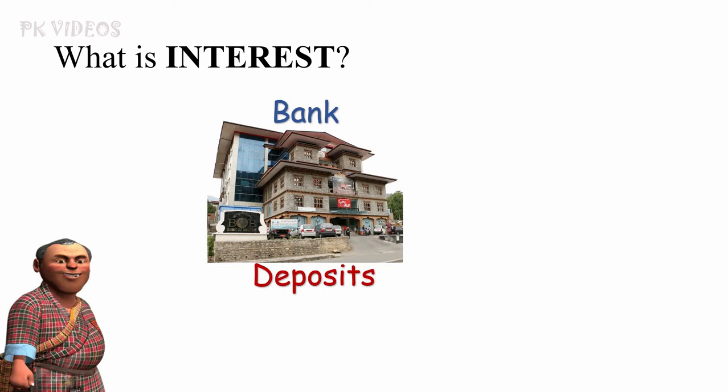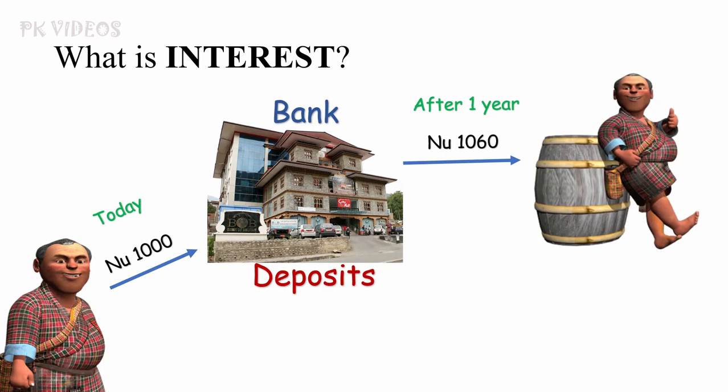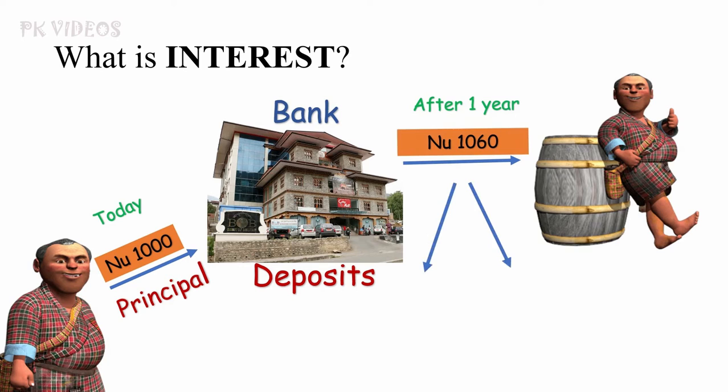This is a Bhokto. A Bhokto deposits Nilton 1000 today and after 1 year he receives 1060 from the bank. The Nilton 1000 that he initially deposits is called the principal, and Nilton 1060 consists of two parts.